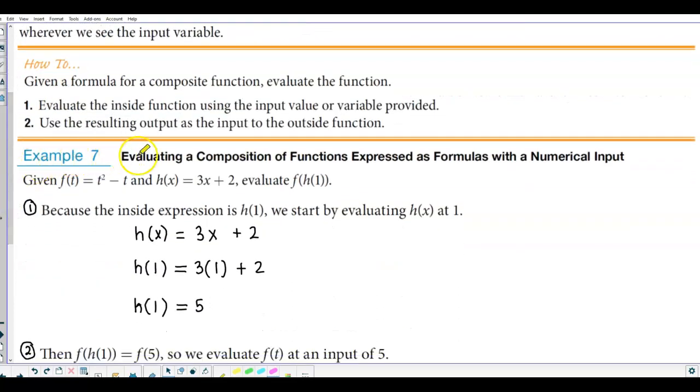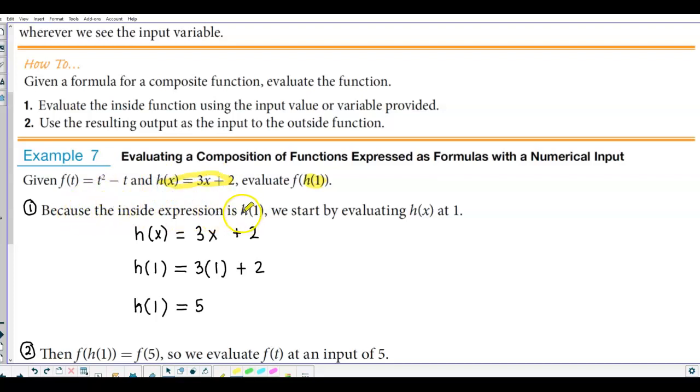So for example 7, we're evaluating a composition of functions expressed as formulas with a numerical input. Given f of t equals t squared minus t, and h of x equals 3x plus 2, we're going to evaluate f of h of 1. So, we're going to look at the inside function. The inside function tells us that we're putting the input of 1 into the function h. So that means that 1 is going to represent x.